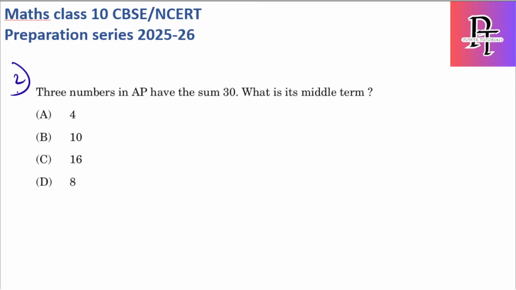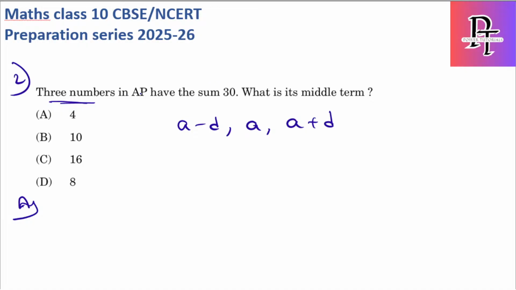So what's the second question? Three numbers in AP have the sum 30. Okay, and they're asking its middle term. So in total we have only 3 terms in AP. If they say 3 terms are in AP, we have to consider those 3 terms as a minus d, a, and a plus d.